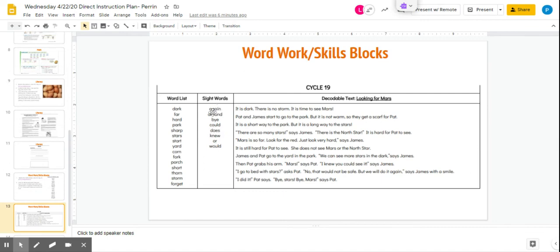Here's the sight words for this time, and here's the story. We have the decodable Looking for Mars, and I will be sure and send a link to that to your parents. We have again, around, by, could, does, knew, or, and would. So I want you to be sure and practice those words.